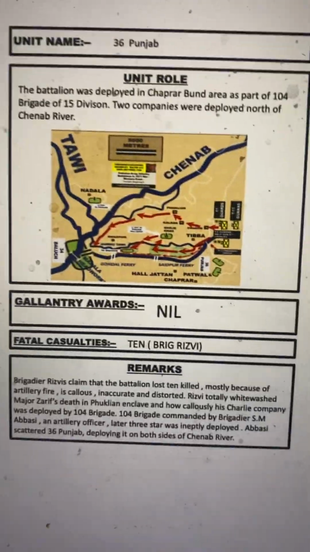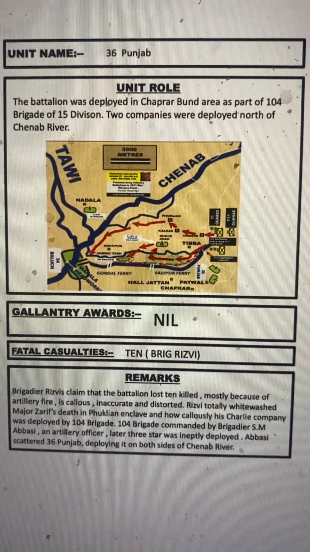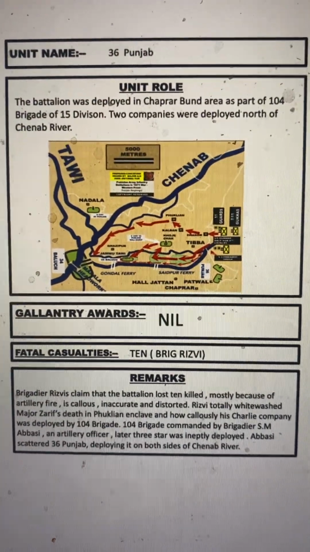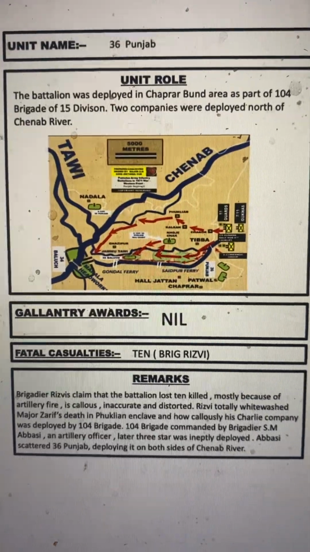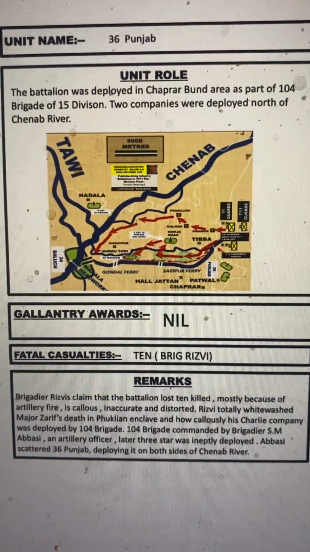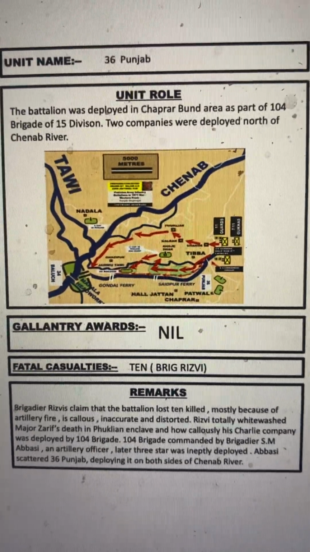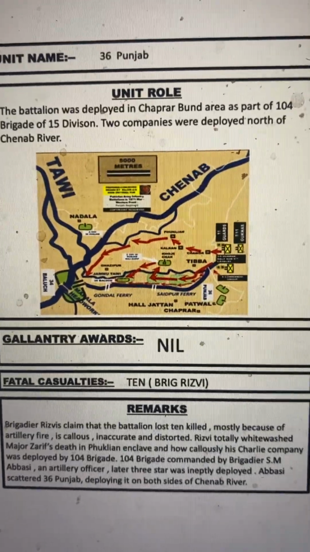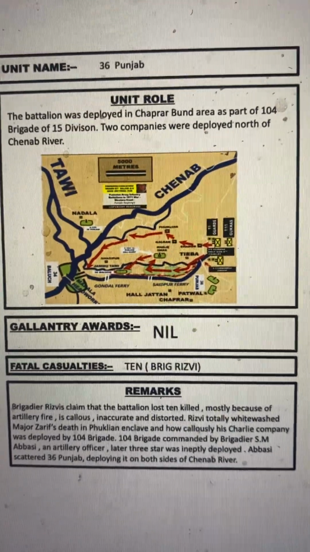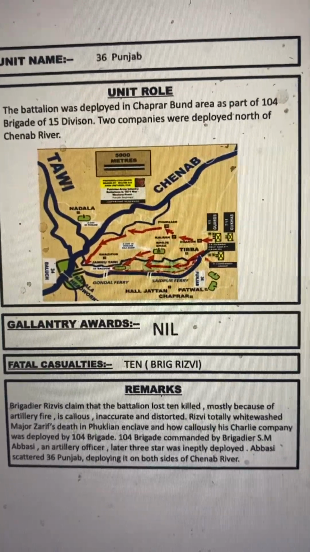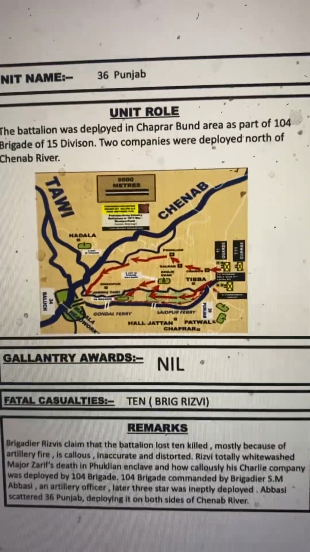36 Punjab. The battalion was deployed in Chaprar Band as part of the 104 Brigade of 15th Division. 2 companies were deployed north of Chenab River. Gallantry awards nil, fatal casualties 10. Brigadier Rizvi claimed that the battalion lost 10 killed, mostly because of artillery fire.